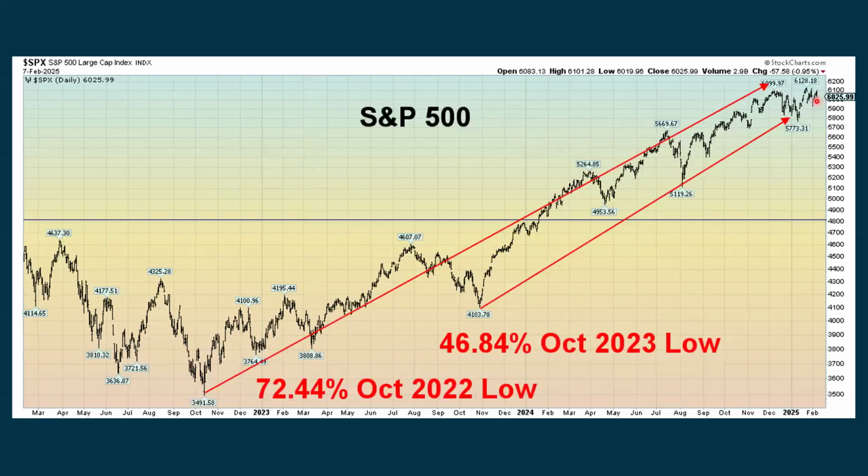Then this is more for informational purposes. We go back to the low that was set in October 2022. That was the cyclical bear market low. And then where are we as of Friday's close? We're still up 72.44% from that low. And then we had another major low in October 2023, and we're up 46.84% from that level.